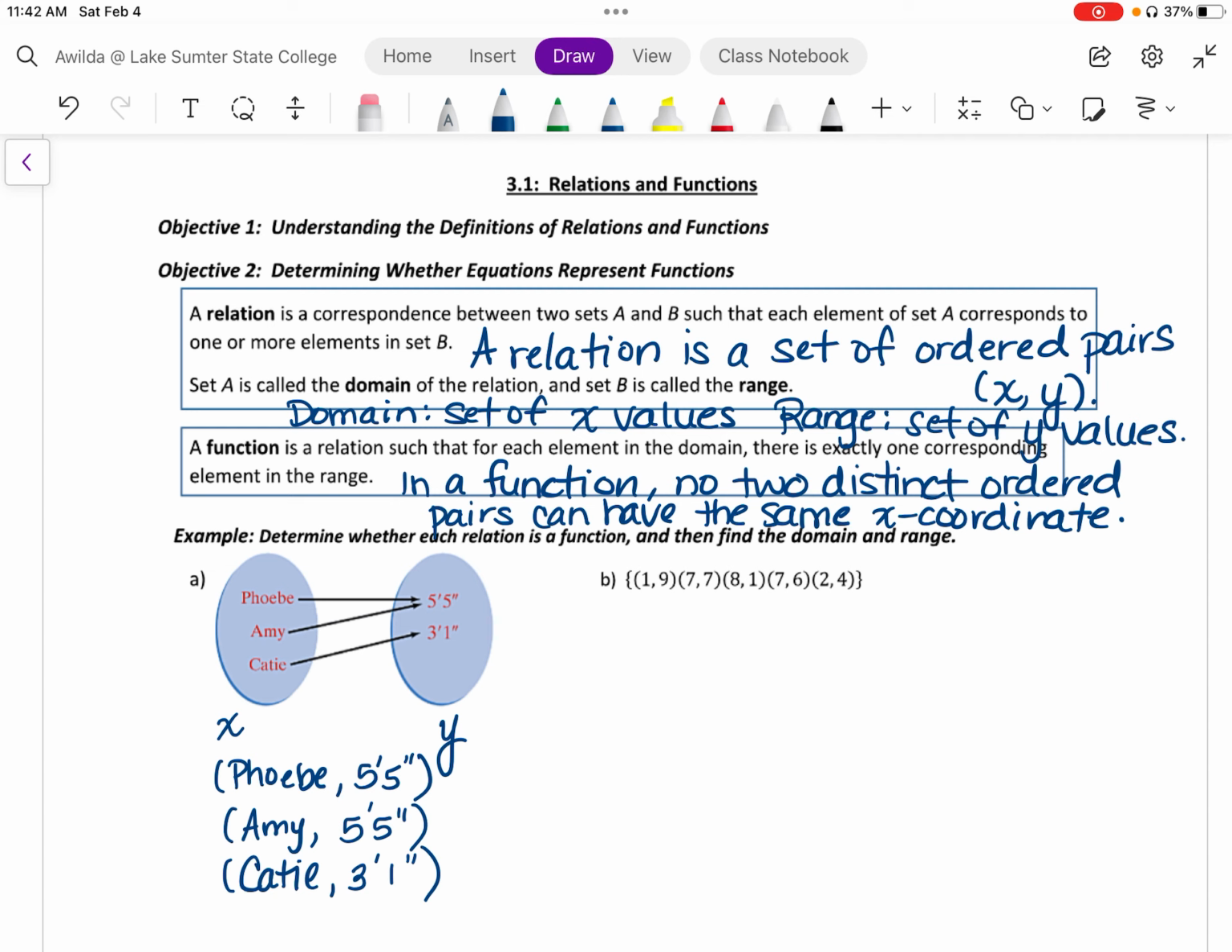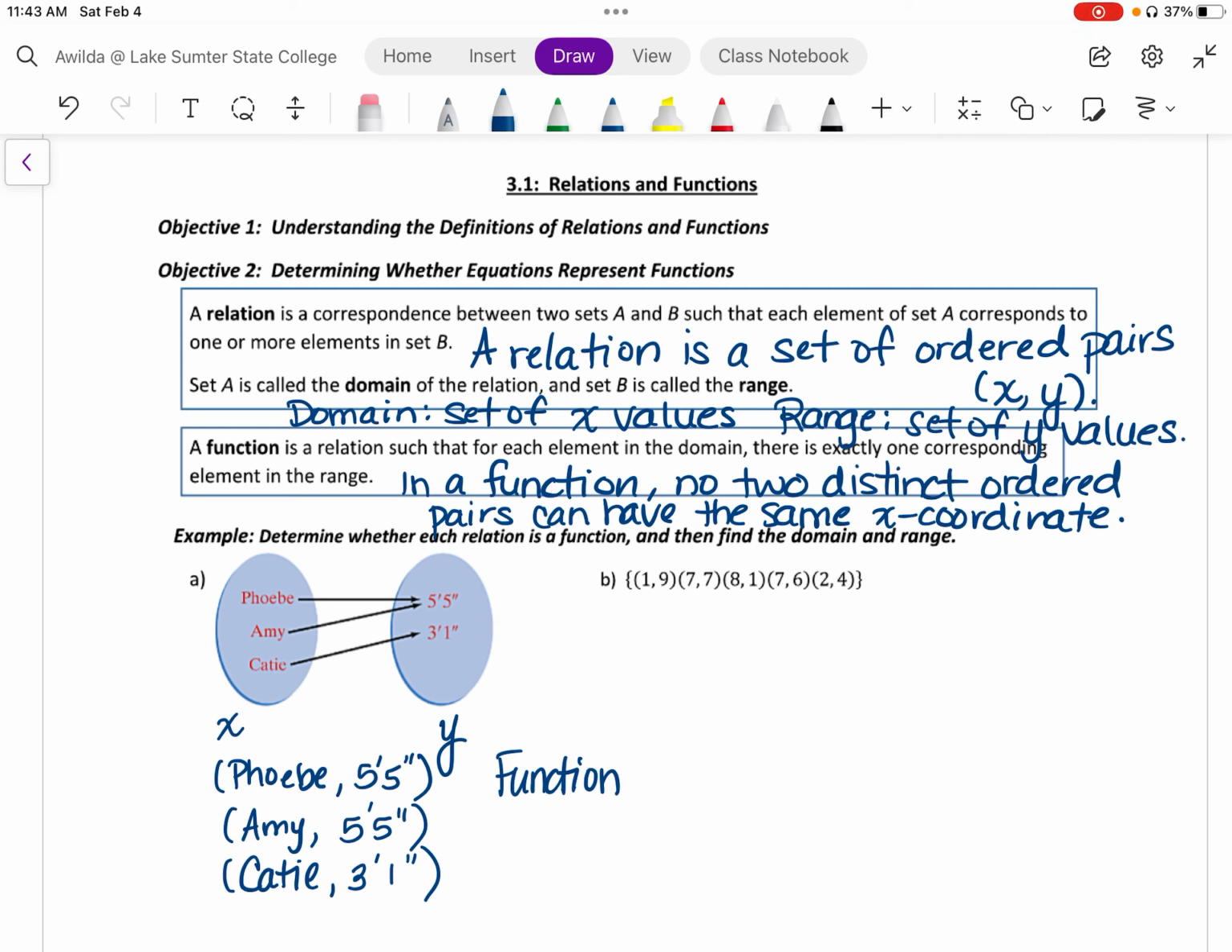So notice that both Phoebe and Amy could have the same height of 5 feet 5 inches. The y value can be repeated for two different x's. But no one x value has more than one coordinating y value. So for example, Phoebe couldn't be paired with 5 foot 5 inches and also have Phoebe be paired with, say, 3 feet 1 inch. That means that in example A, we do have a function. There are no repeated x values for different ordered pairs.